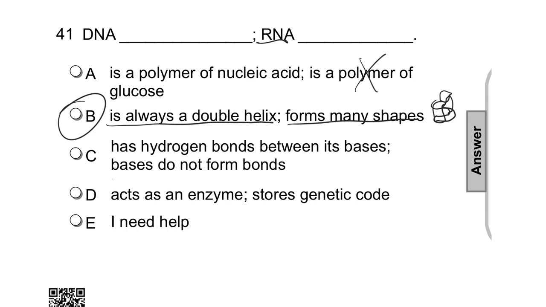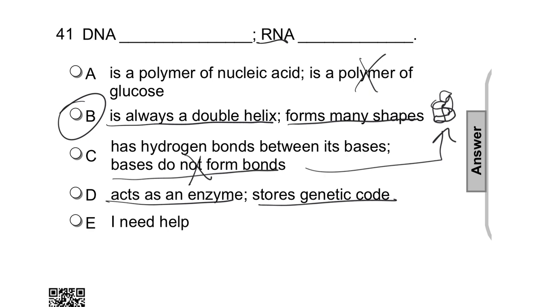Letter C, the bases do not form bonds. No, they form bonds with the other bases as it folds up on itself. That's kind of tricky. We didn't talk about what an enzyme is, but RNA does not store genetic code. It carries out the genetic code instructions from the DNA. So B is the right choice.